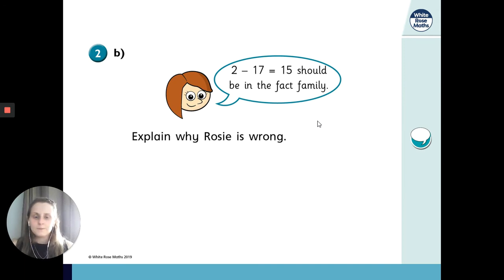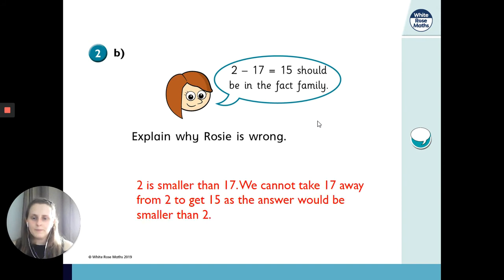Okay, the answer is coming up now. Here we go. So Rosie is wrong because 2 is smaller than 17. We cannot take 17 away from 2 to get 15, as the answer would be smaller than 2. If we're taking away from a number, our answer gets smaller. So if I take 17 away from 2, it would not be 15 because 15 is a bigger number than 2.